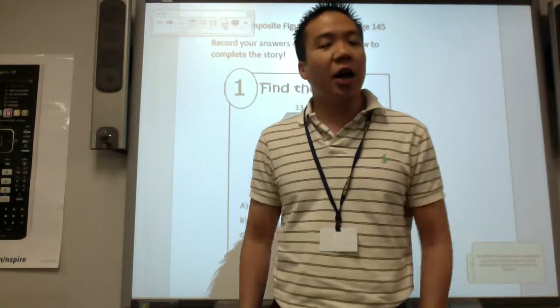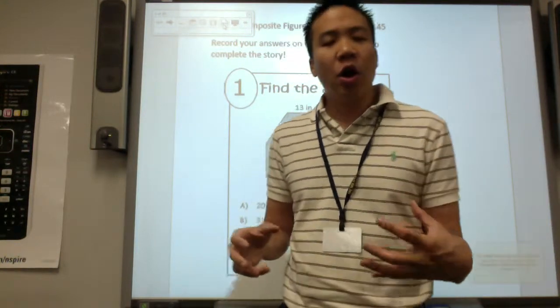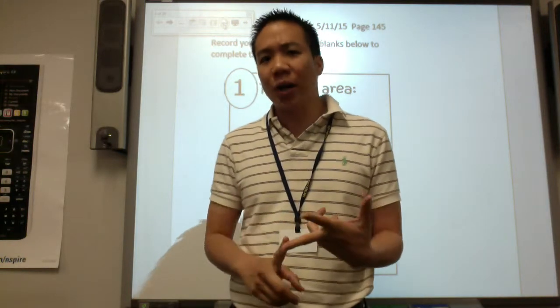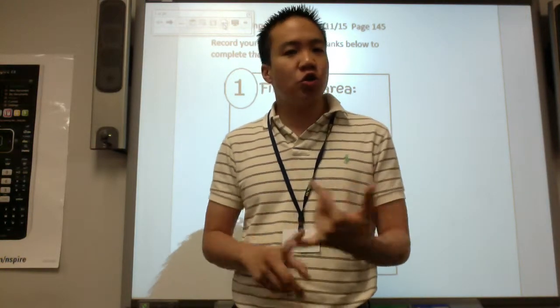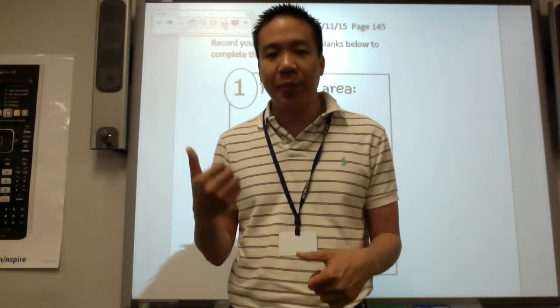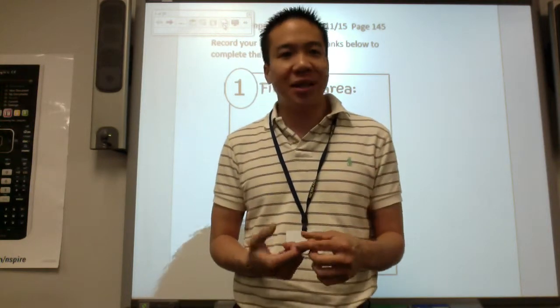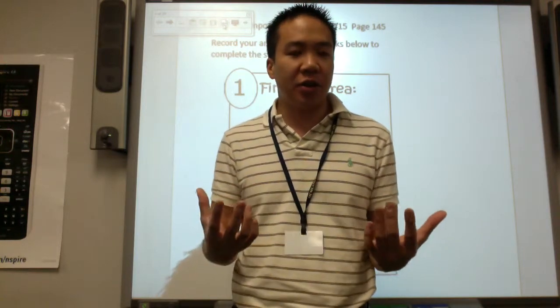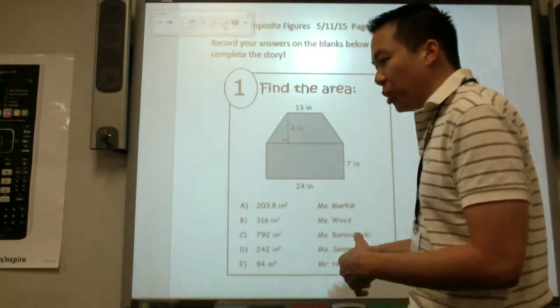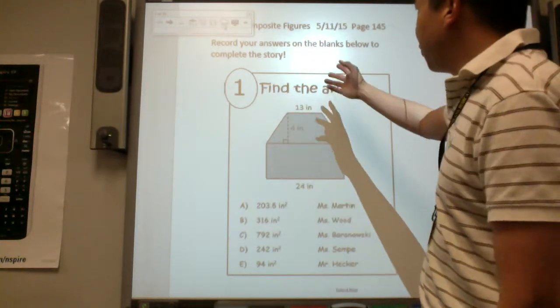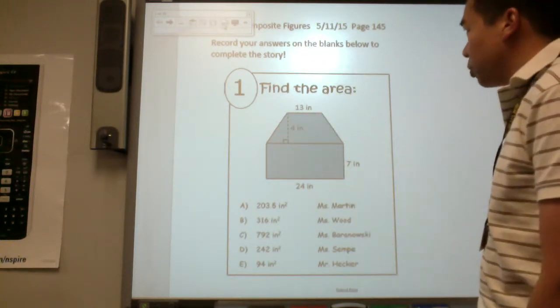We're going to talk about area of composite figures. So we're going to take what we know about area of squares, rectangles, triangles, trapezoids, parallelograms, and circles, and semicircles, because a semicircle is half of the area of a circle, and we're going to put them all together. So, area of composite figures, record your answers on the blanks below to complete the story.